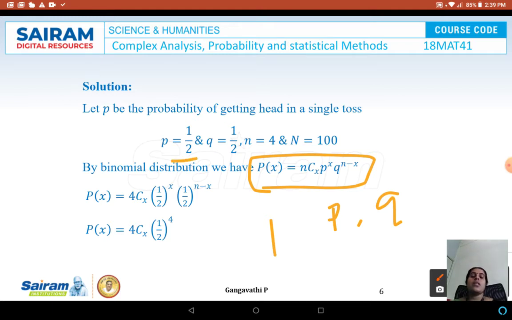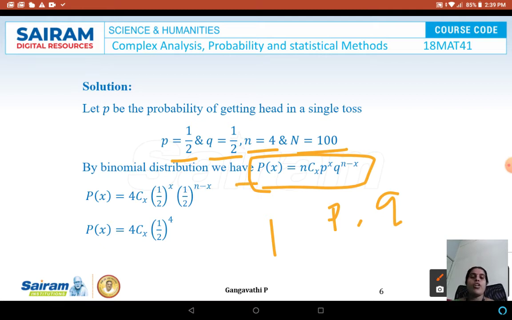Since probability of getting head and tail, there are only two options. So p happens to be 1 by 2. With p equal to 1 by 2, q is also 1 by 2. And number of coins used is 4, so n is equal to 4. And capital N is 100 because 100 times the 4 coins have been tossed.